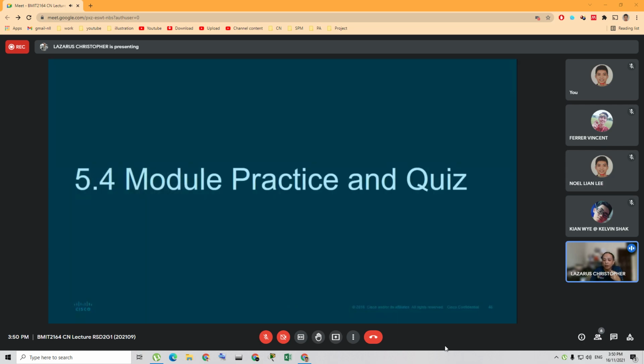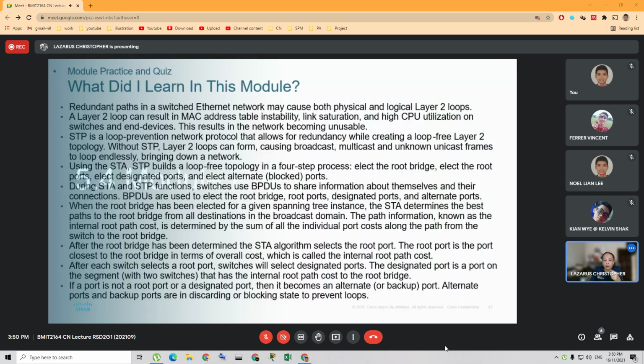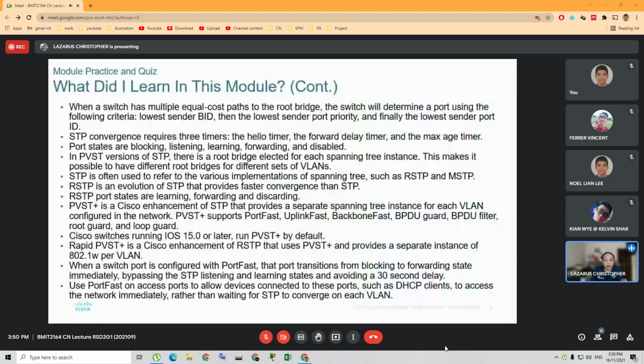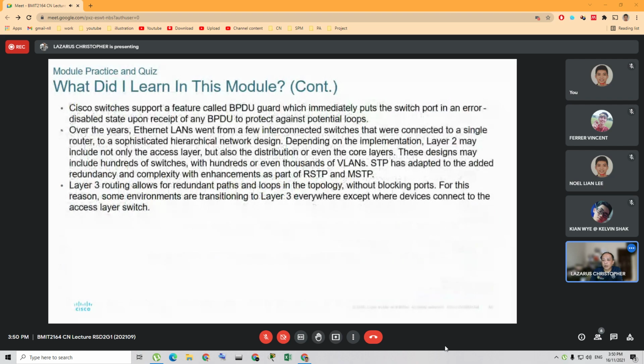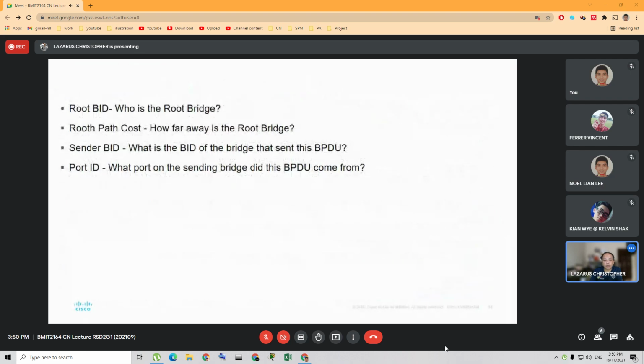Okay, so please read this on your own. This basically tells you what you have gone through in this chapter. All right. Okay. So we finished the chapter.